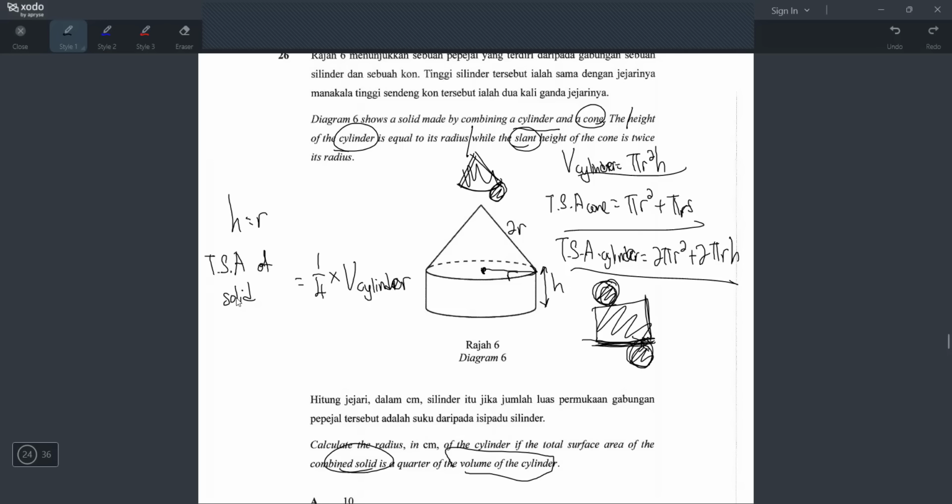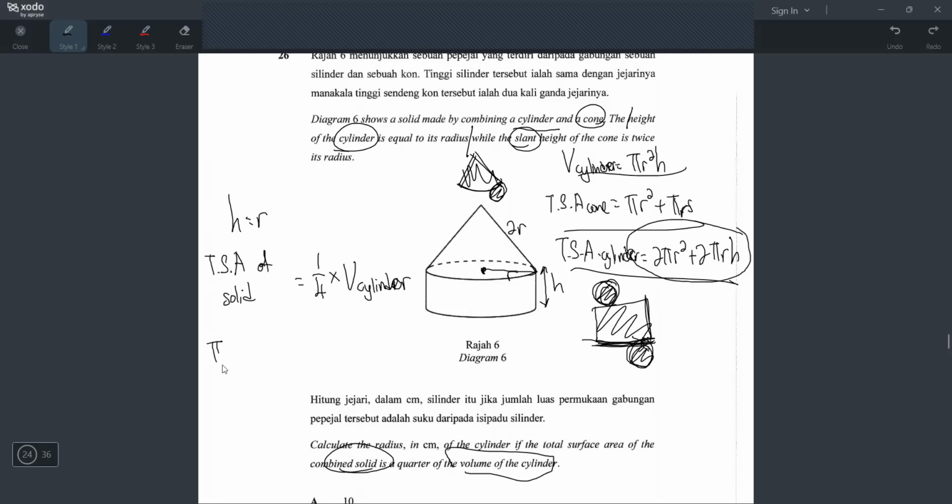But when you are finding total surface area, you will only consider the outside surface. It means, when we find the total surface area of this solid, we will not use the whole formula for the cylinder.